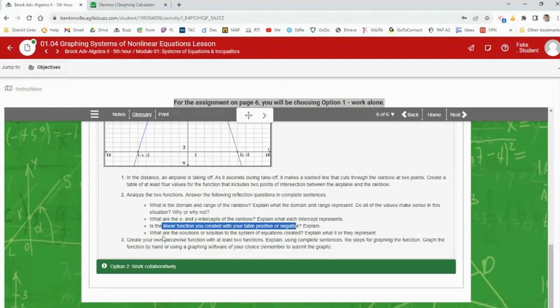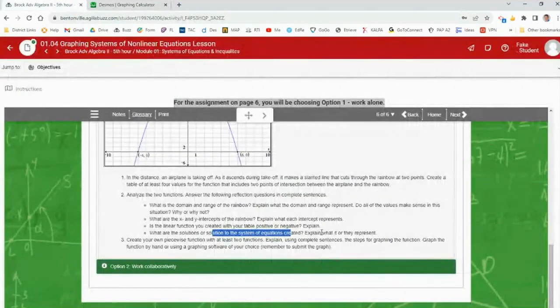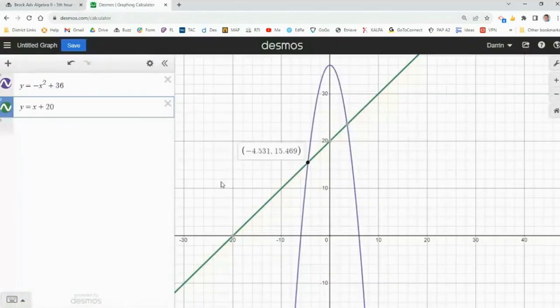Explain. What are the solutions or solution to the system's equations? What's the solutions? If you have them crossing, hint, there's one solution. What does that represent? What does that mean? If you got an airplane taking off in a rainbow, what does that point there mean?